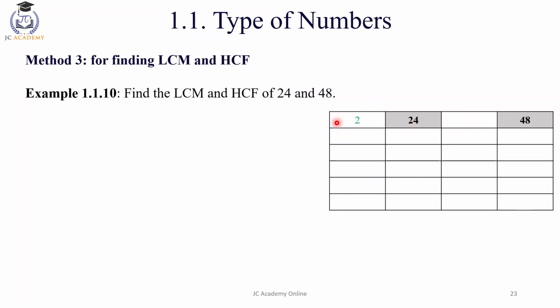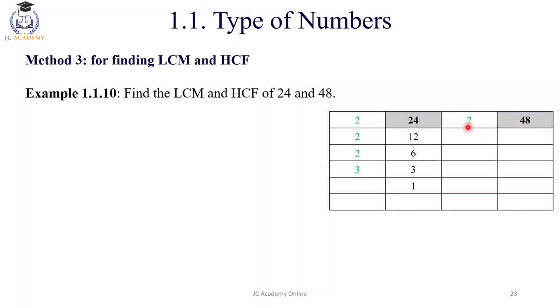Okay, so 24 divided by 2, we get 12. 12 divided by 2, we get 6. 6 divided by 2, we get 3. 3 divided by 3, we get 1. So we reached 1, so we stop here. Then we look at the next number, 48. So let's divide by 2 again.